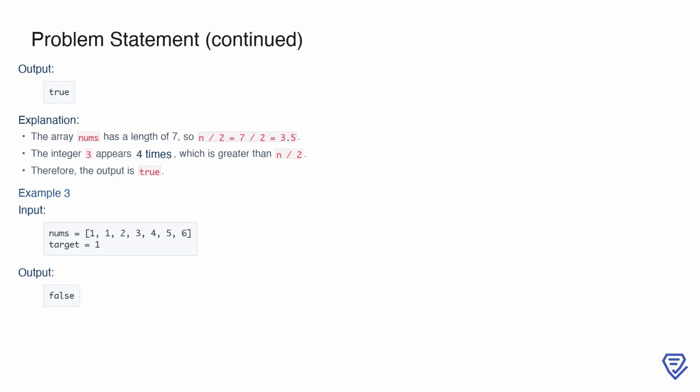Next, consider another example where nums equals 1, 2, 3, 3, 3, 3, 10, and the target is 3. Again, the length of the array is 7, so n/2 equals 3.5. This time, the integer 3 appears 4 times in the array, which is greater than 3.5. Therefore, the output is true. This shows that when a number's count exceeds the n/2 threshold, it qualifies as a majority element. Additionally, it highlights the importance of accurately counting the occurrences of target in the array.